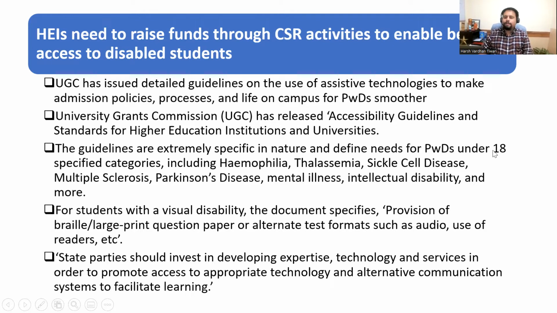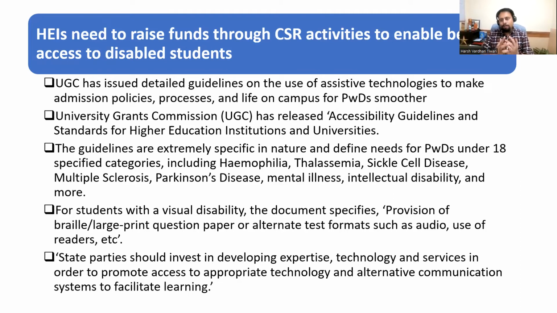They define the need for PWD under 18 specified categories, which are mentioned over here. And in fact, one of them that draws my attention is intellectual disability, and that needs to be talked about. For a student with visual disability, the document specifies provision of braille, large print question paper, or alternate test format such as audio, use of reader, etc. These guidelines should be implemented in such a manner that the students with disability get all kinds of access to these assistive technologies, and also support from the administration and academicians in the higher education institution per se.